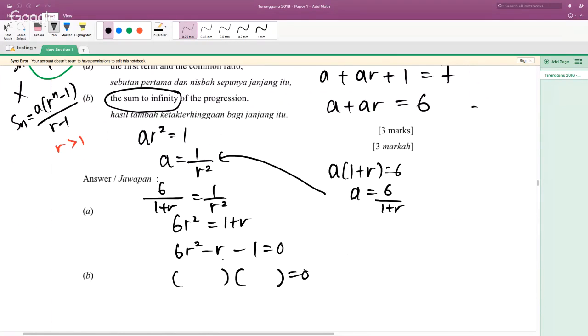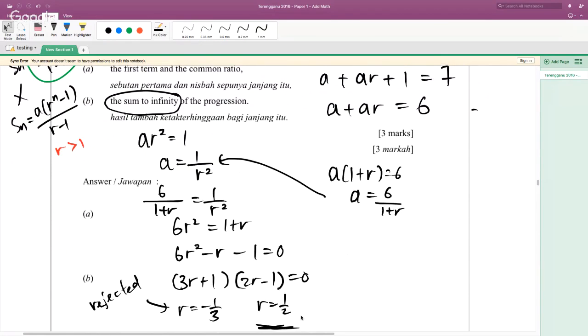Then I'm trying to factorize it. I was trying to use 3R and 2R. This is 1 and 1. This one will be negative, positive. This one R equals 1 over 2. This one R equals negative 1 over 3. Because they want always positive, I will reject this answer. I rejected the first one, I will take the second one.